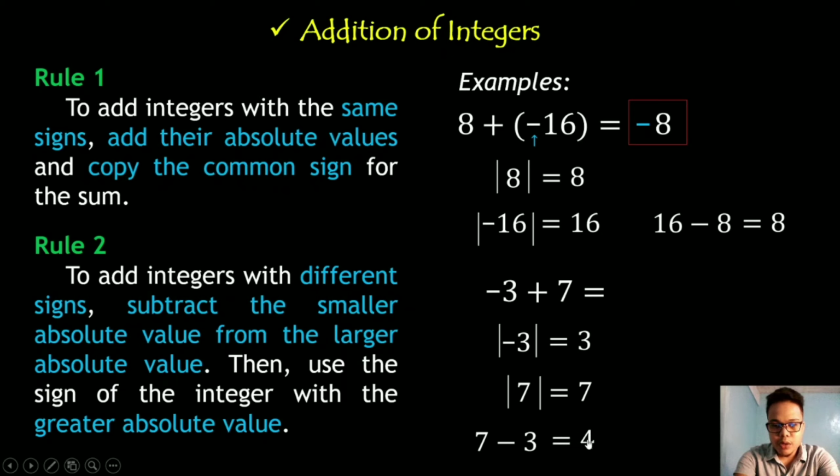And we obtain 4. We write 4, and we use the sign of the integer with the greater absolute value. Since mas malaki yung absolute value ng 7, we use the positive sign, kaya yung final answer natin dito is positive 4. So negative 3 plus 7 equals positive 4.